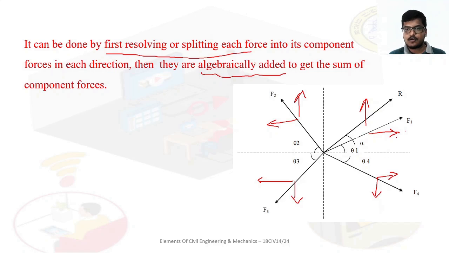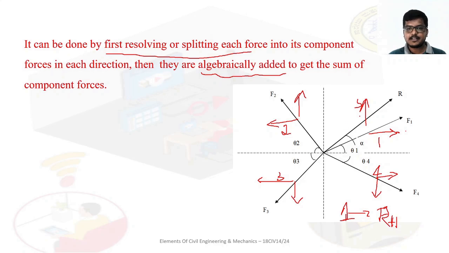So we will add all the horizontal components, these four: 1, 2, 3, 4. By adding these four we will get one resultant of all the horizontal forces. That is the final force, which I'll take as RH, horizontal, right?